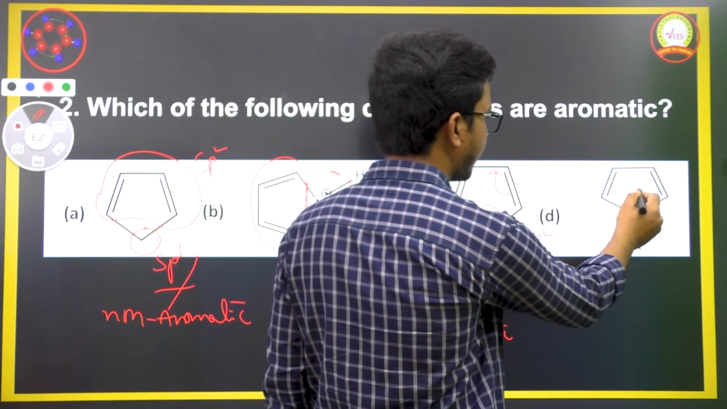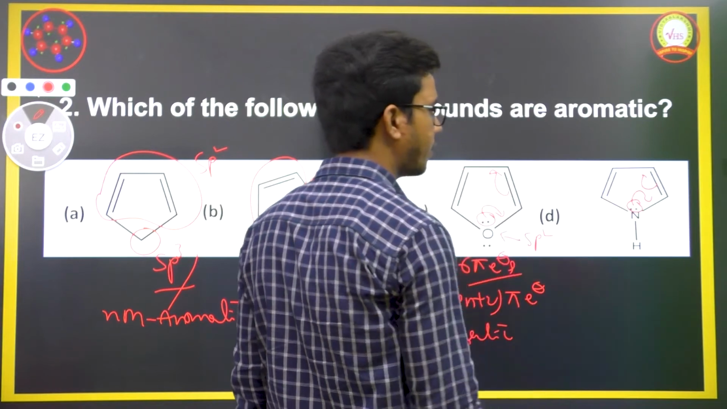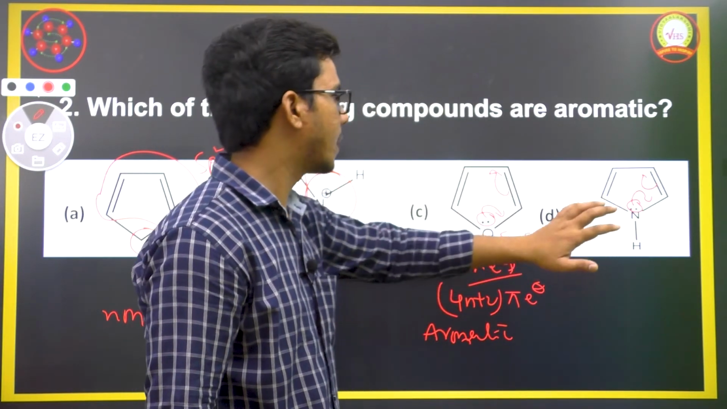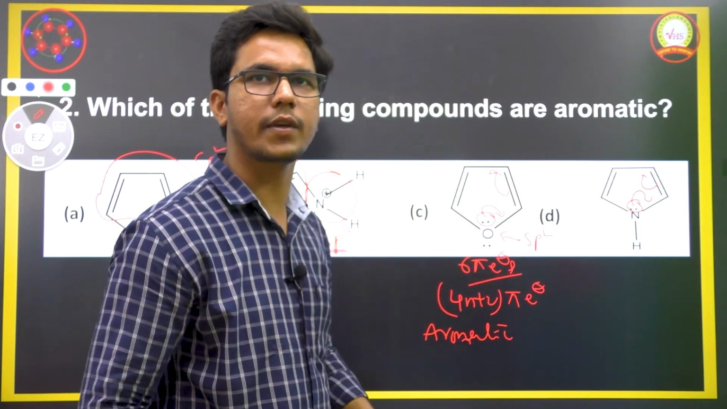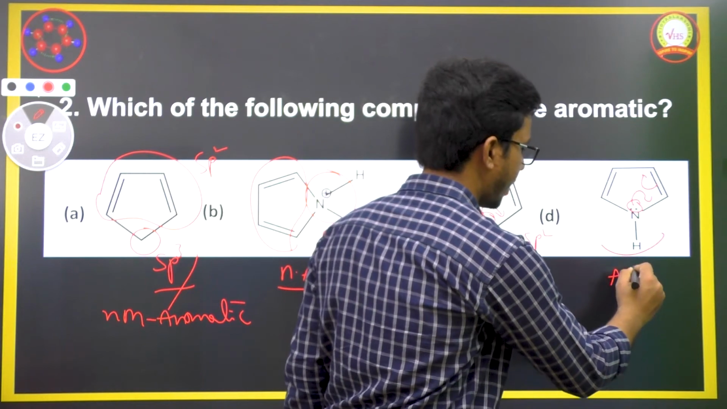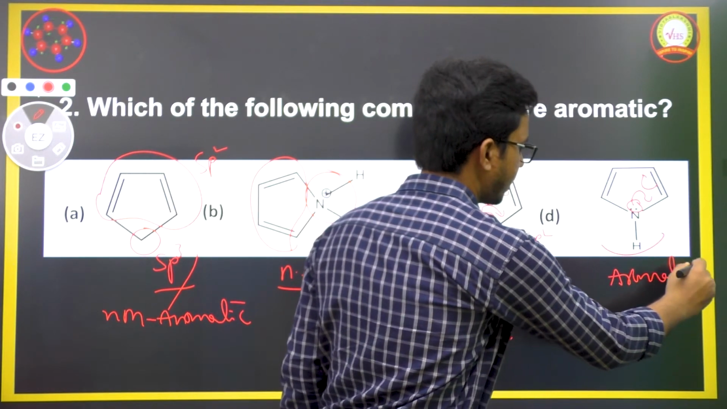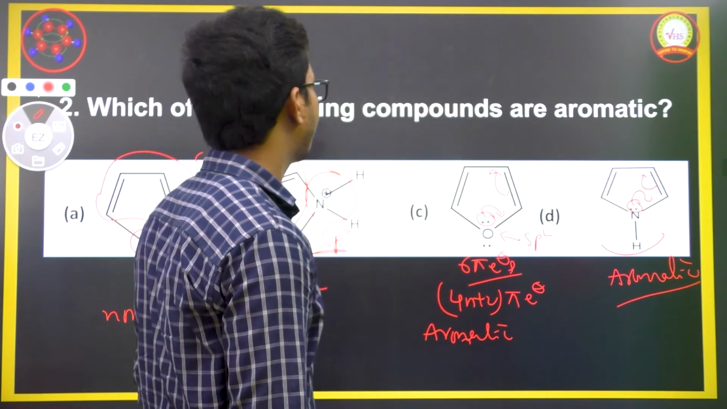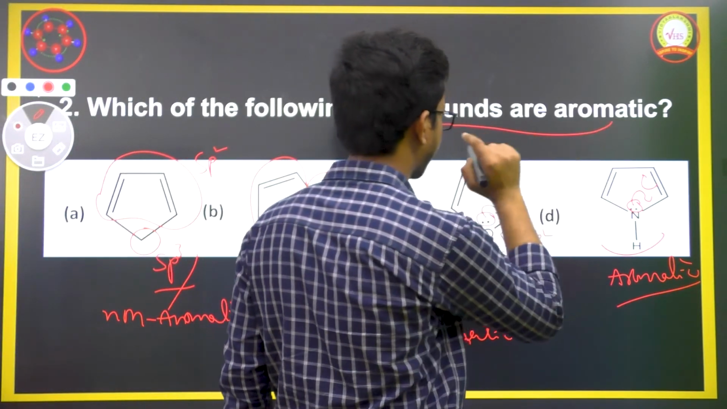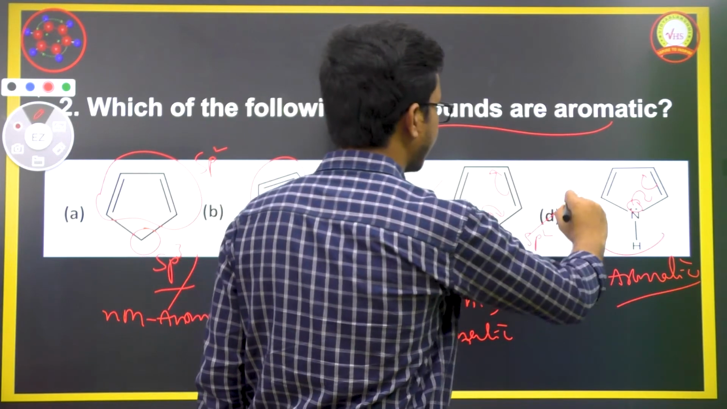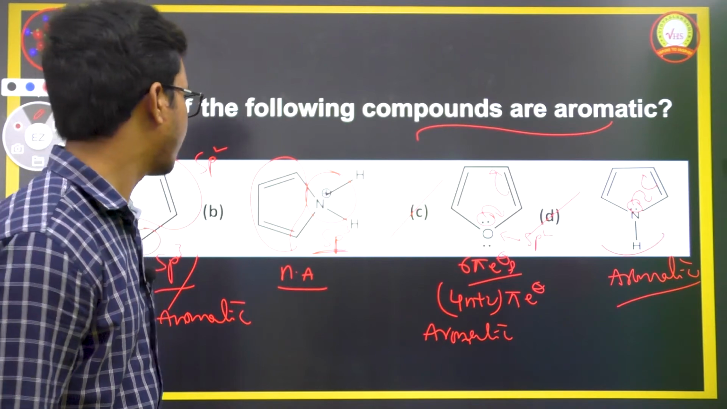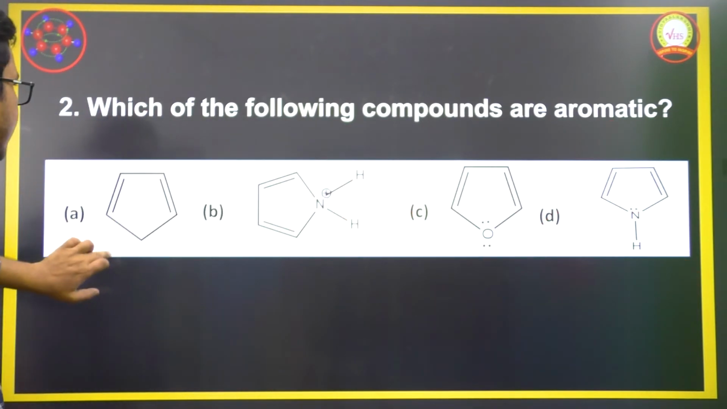Now let us take this one also. Here this one also participates in delocalization. The number of delocalizing pi electrons is 6. Nitrogen is sp2 hybridized, planar, cyclic, satisfying all the conditions over there. So this is also an aromatic compound. Okay, what is the question given? Which of the following compounds are aromatic? More than one is there, right? That's what: C and D are the aromatic compounds.